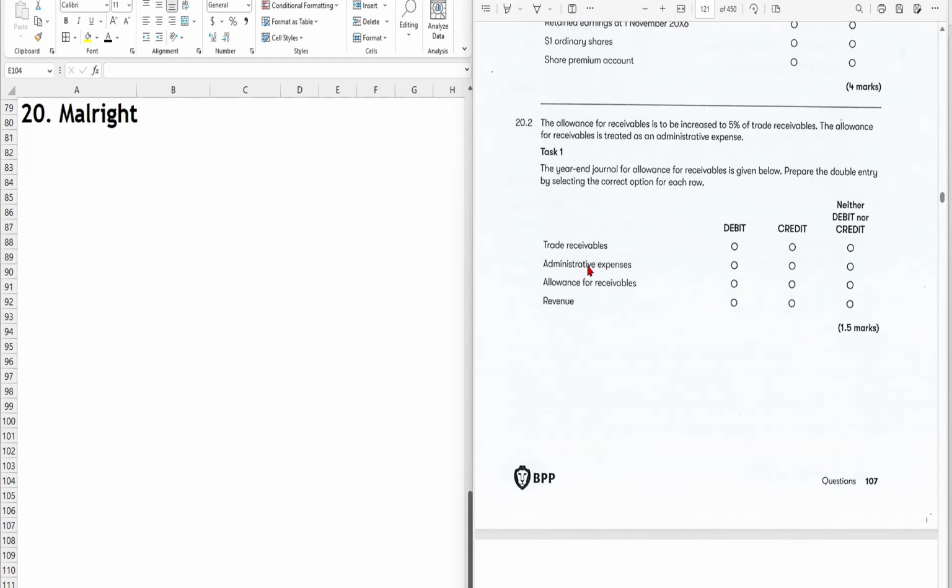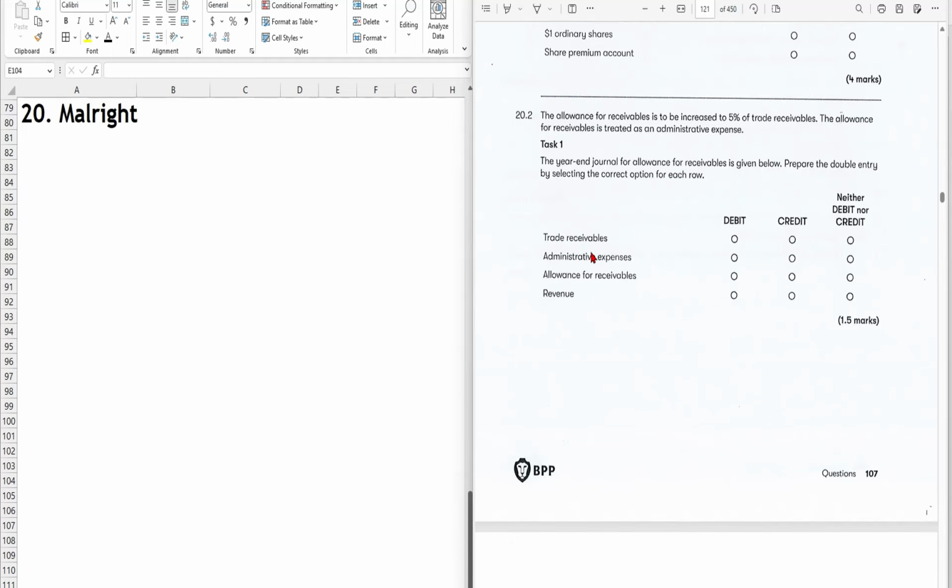So do you think trade receivable will be hit by this allowance? No, we didn't hit the trade receivable accounts. We are simply making the provision that this amount of receivable we are not going to receive. There is probability, but we have not deducted that amount from the trade receivable. So we are not going to hit the trade receivable account. It will be neither debit nor credit.